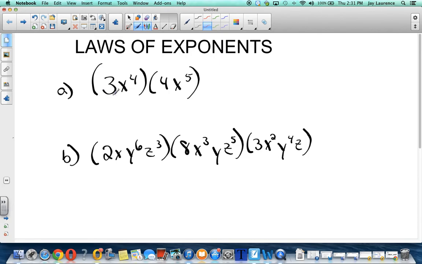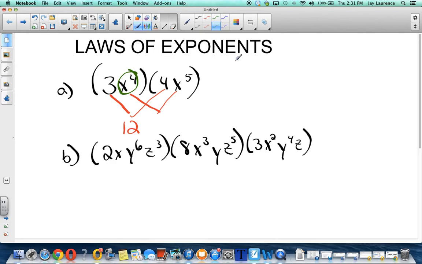First I'm going to multiply. I've got 3x to the 4th times 4x to the 5th. First I'm going to multiply the coefficients, 3 and 4, and get 12. And then I'm going to multiply x to the 4th by x to the 5th. Now, some of you are trying to memorize rules, and there are shortcuts to this, but they're dangerous because you can't remember them all. So always ask yourself what this means.